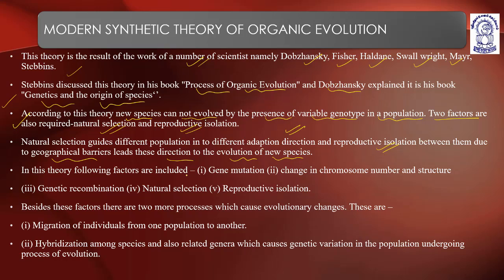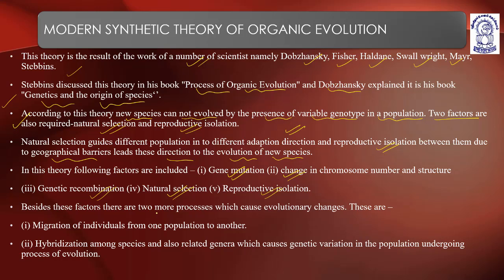In this theory, the following factors are included: gene mutation. Reproductive isolation and natural selection can lead to changes in the DNA of the existing or surviving species. Also changes in the number of chromosomes and their structure, genetic recombination, hybrid, natural selection, and reproductive isolation. So in the modern synthetic theory, all the concepts were there: genetic mutation, change in number and structure of chromosomes, genetic recombination meaning the formation of hybrid DNA, natural selection, and reproductive isolation.